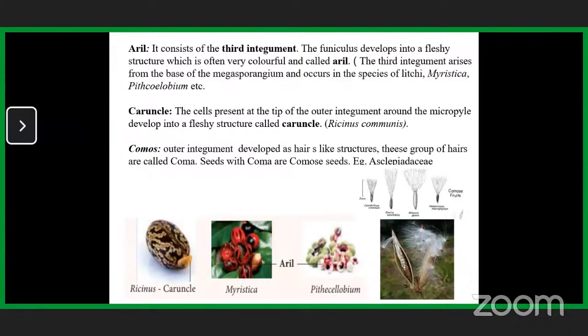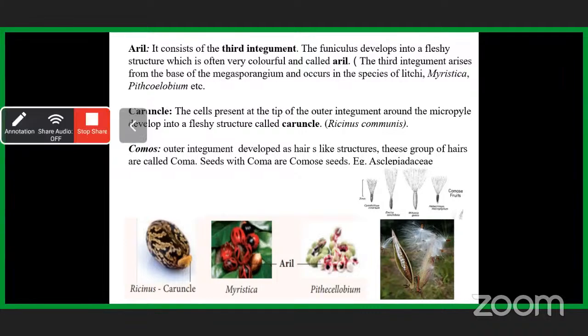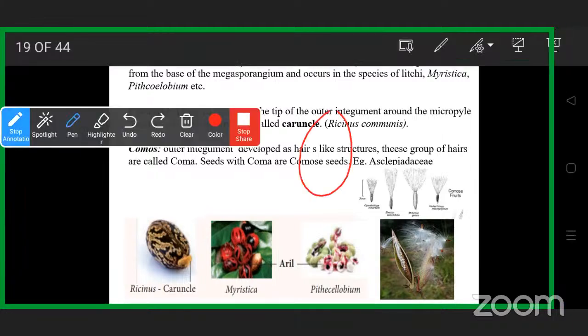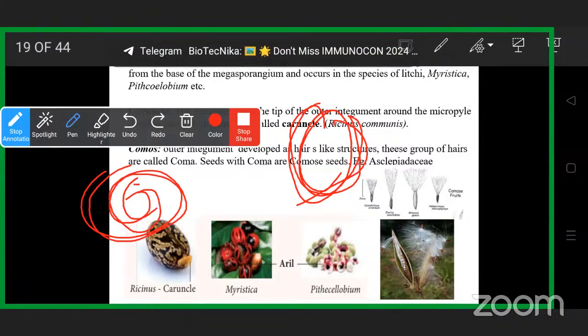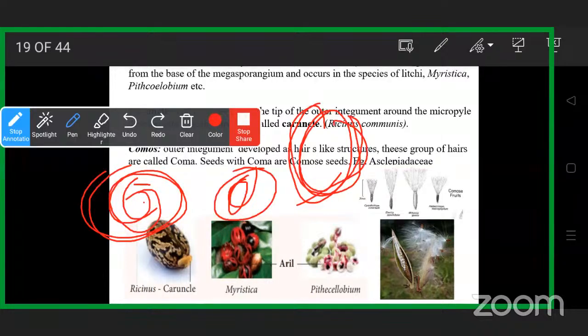And you can see the extra structures of the ovules. That means extra layers other than the integument are also present. An extra integumentary layer we call aril. The aril that we eat in Pithecellobium dulce. The Pithecellobium dulce seed, round, red in color, is covered with the aril. That aril we eat. Seed covered with the aril, an extra integumentary part, is called aril.